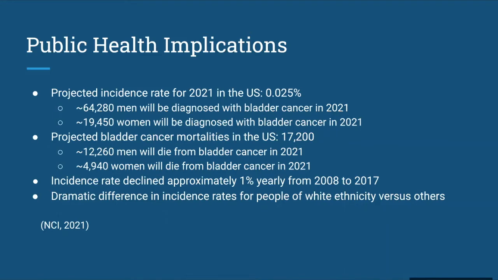After the 1970s, bladder cancer incidence seemed to be on the rise, but finally in 2008, there seemed to be somewhat of a slow decline in bladder cancer incidence, approximately dropping 1% each year until 2017. Incidence rates for people of white ethnicity in 2018 sat at approximately 22.9 per 100,000, whereas incidence rates for every other ethnicity in 2018 sat between 8.8 and 11 per 100,000, which is a dramatic reduction.